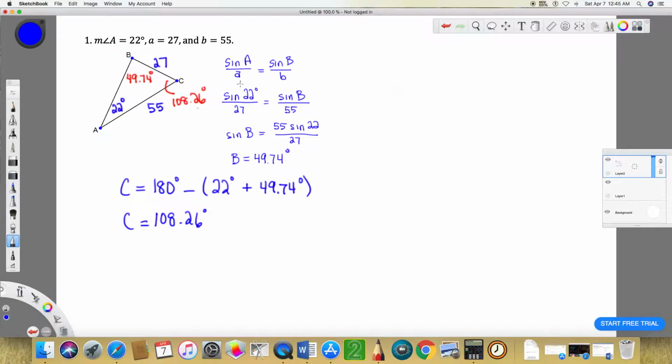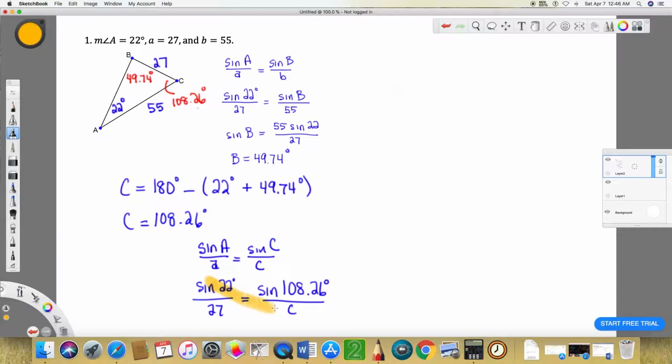So now I want to come back to this, the sine of A over A, this given ratio. And not only is it equal to the sine of B over B, but it's equal to the sine of C over C. And we've got the sine of 22 degrees over 27. And we know the measure of angle C is 108.26 over C. So I'm going to have to continue up here. I want to cross multiply and then divide by the sine of 22.